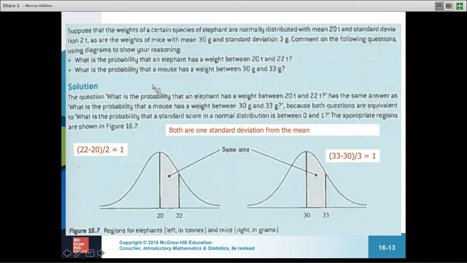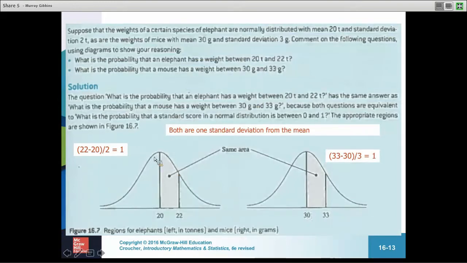So here's the full-blown question, if you like. It says, suppose the weights of certain elephants are normally distributed with a mean of 20 tonnes and a standard deviation of 2 tonnes, and the weights of mice, a mean of 30 grams and standard deviation of 3. So we've got to try and work out what's the probability that an elephant has a weight between those range of tonnage and a mouse between those weights in grams.